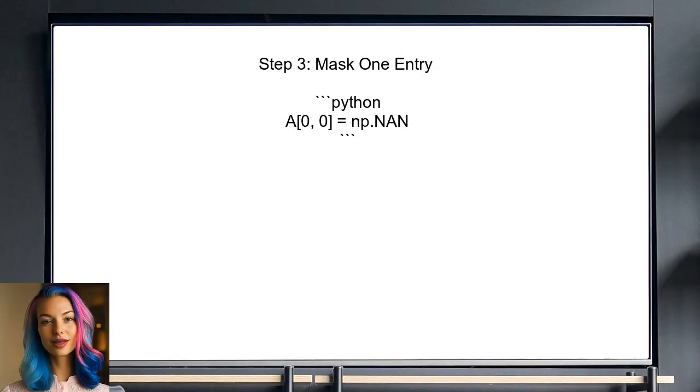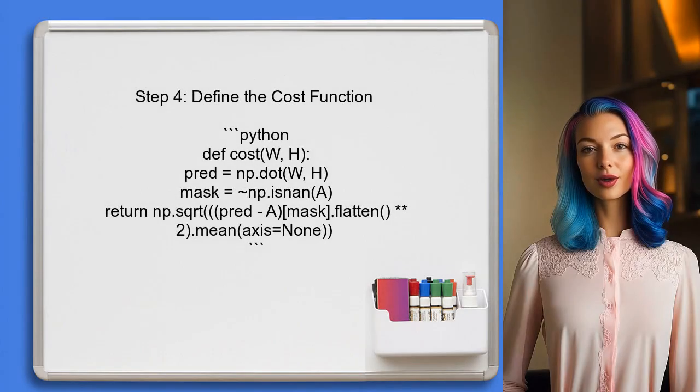After creating the matrix, the user should mask one entry to simulate missing data. This is crucial for the matrix factorization process. Now, the user should define the cost function. This function will calculate the difference between the predicted matrix and the actual matrix, taking into account the masked entries.